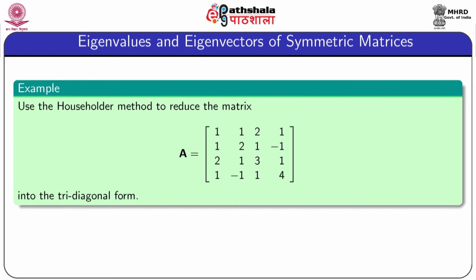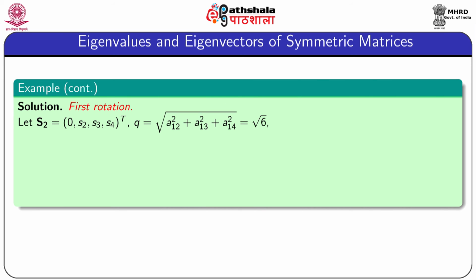Now, the Householder method is explained by considering this matrix. The problem is to reduce the matrix A of order 4 by 4 into the tridiagonal form using the Householder method. In the first rotation, the rotational vector S2 is taken as a column vector, where the first element is 0 and the other elements are S2, S3, S4. The intermediate element Q is defined by the square root of the sum of squares of the elements of the first row except the first element, and this is equal to root 6.